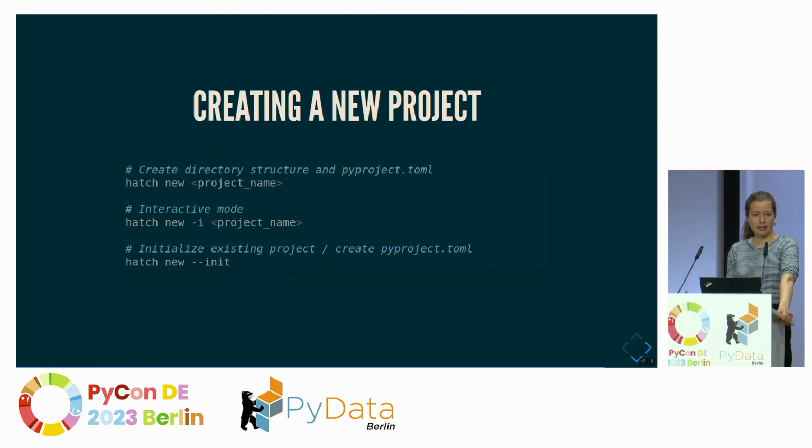Now the main commands. You can create your whole directory structure using hatch new with a project name. There's also an interactive mode for this using the -i flag. And you can initialize an existing project using hatch new and the init command. And this would also convert setup.py files into pyproject.toml files. So it's nice to use if you have an old project and you want to convert it into the new standard.